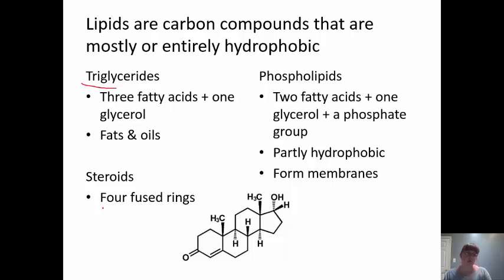We also have steroids. Steroids are lipids that have four fused rings. You can see one here. So we still have that ring structure like we had in carbohydrates. Some examples of steroids are cholesterols, which is why we always kind of drew them in this kind of shape when we were doing cell membranes in introductory biology. Progesterone, estrogen, and testosterone are also steroid examples.